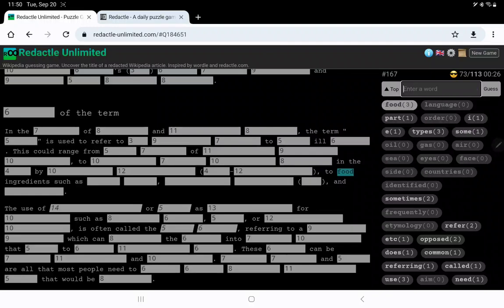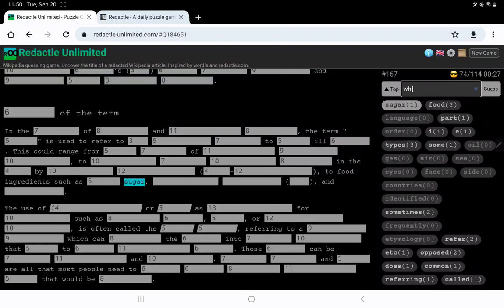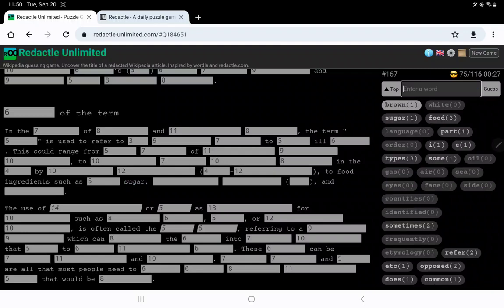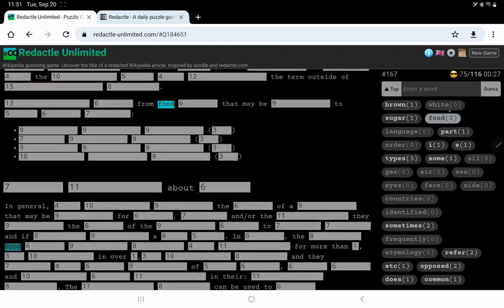Have I tried food already? No, but we do have 3 food. So that was a lucky guess. Food ingredients such as, I wonder if it's like white sugar. No, what? Oh, brown sugar? No. What kind of sugar is that? Not cane sugar. 10-9, also known as 3, and 9. So what are our other foods?